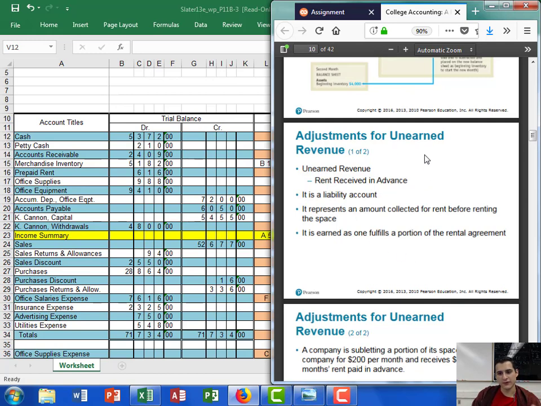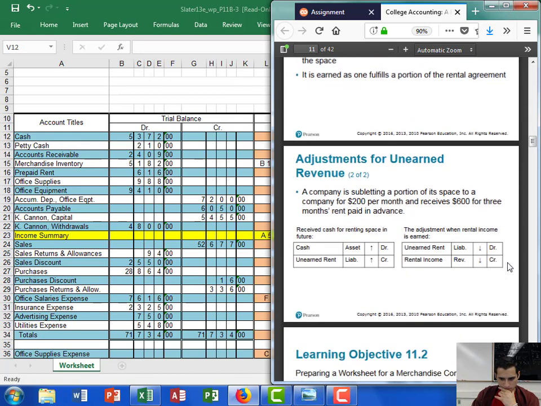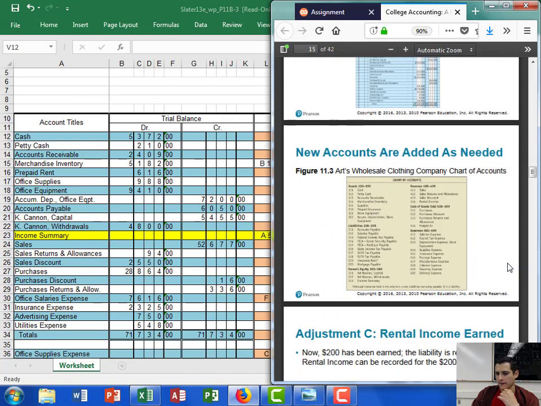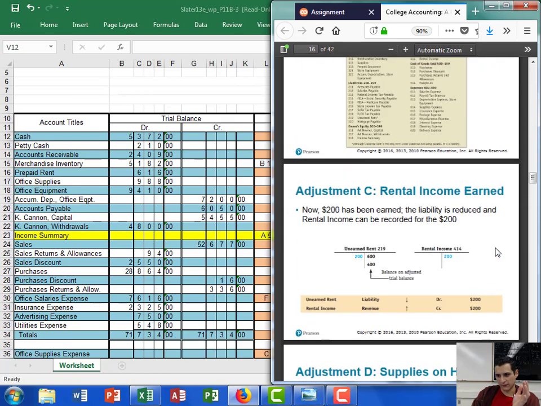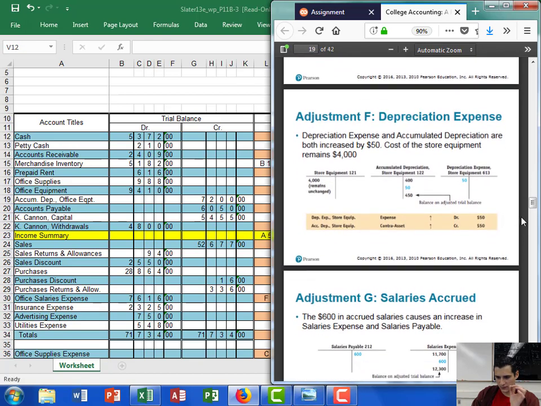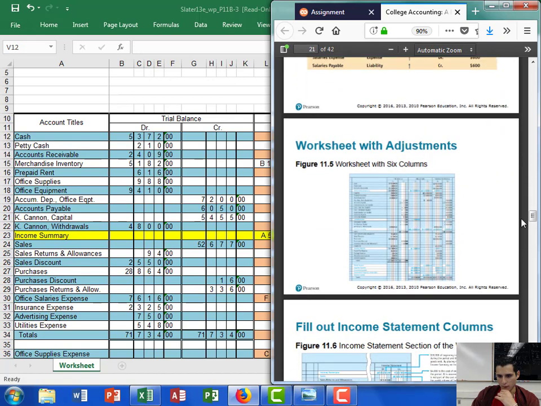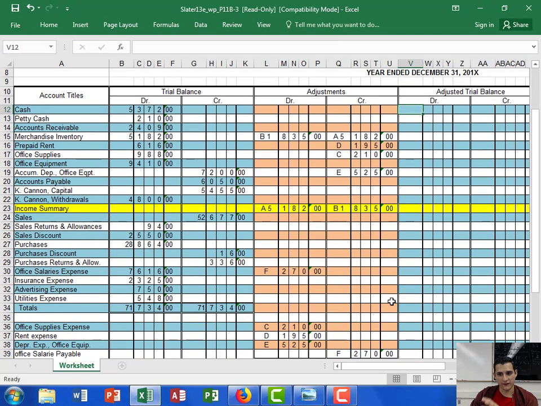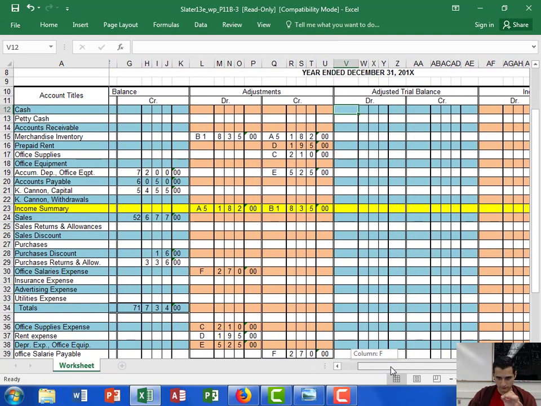So again, unearned revenue would be a liability showing that you haven't earned that money yet. The best example that the book gives you is being paid in advance by a customer or a renter. And the rest of it is basically what we've already gone over before, so I don't think we need to go into that anymore out of the PowerPoint. I'll just continue on with the worksheet of 11B3.